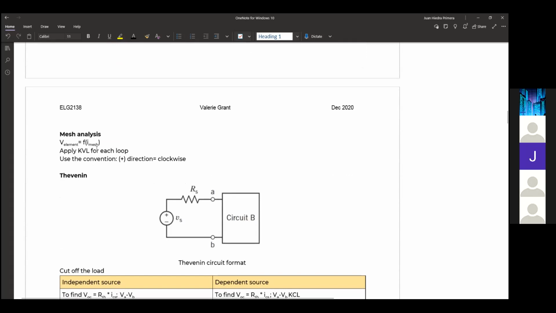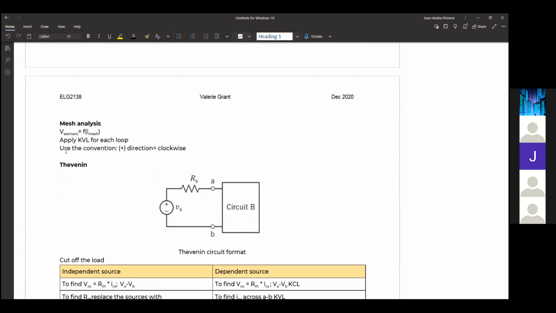Mesh analysis is a process that you can use when solving through a circuit. It basically covers that the voltage of all of the elements is a function of the current going through the mesh. You apply Kirchhoff's voltage law to each loop, and you use the convention that the positive is clockwise to make life easier. That's the same as mesh currents, which is discussed in one of the questions.